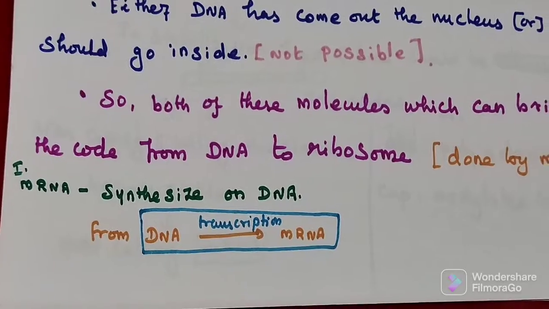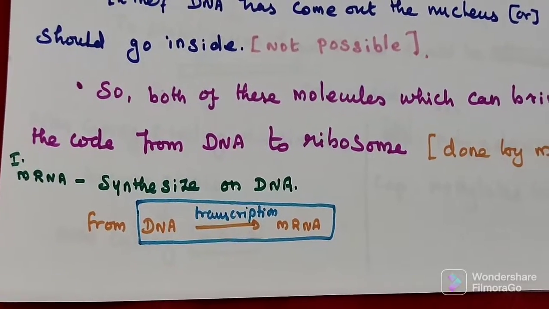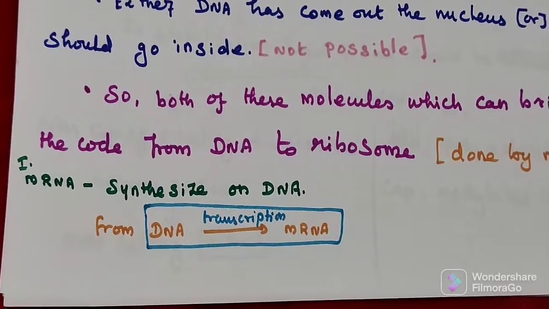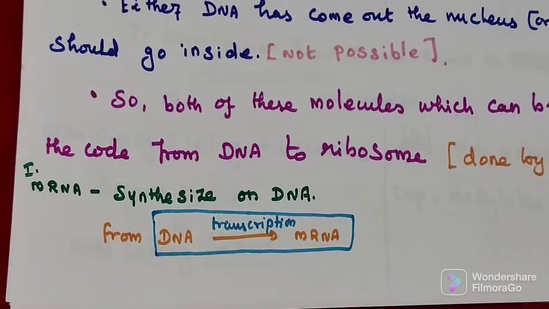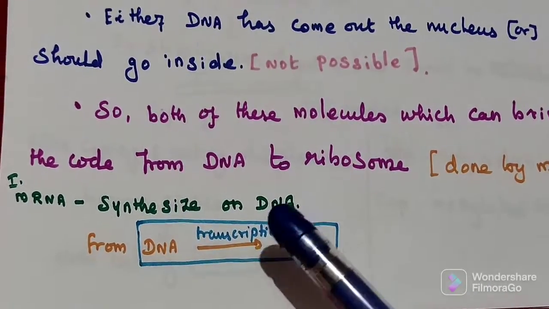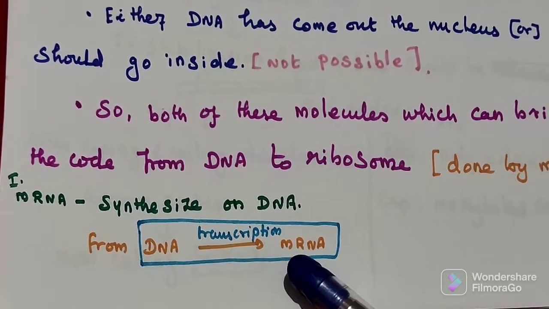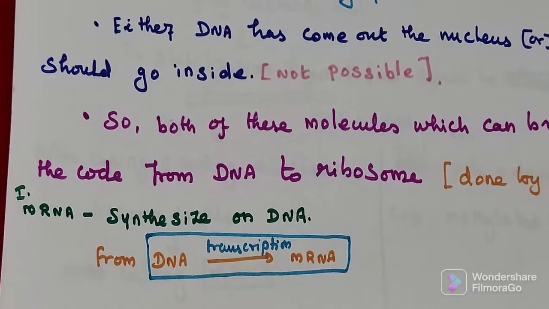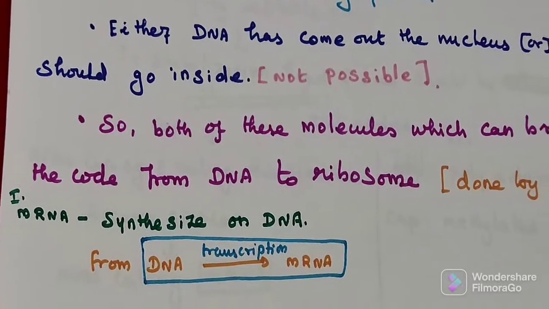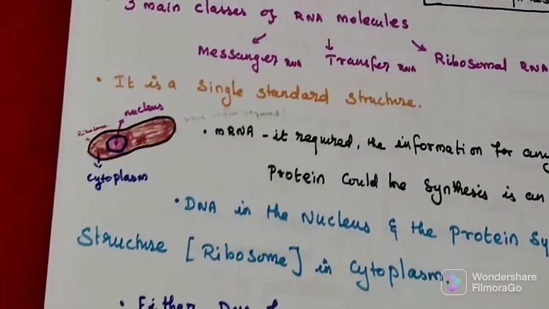mRNA is synthesized on DNA. From DNA to mRNA, the process is known as transcription. From DNA, through transcription, we get mRNA. This is not a one-step reaction. How does the process take place?